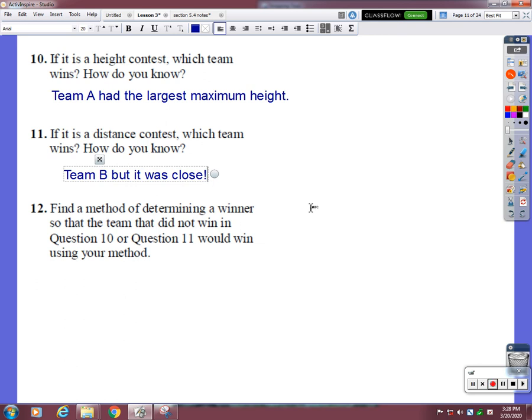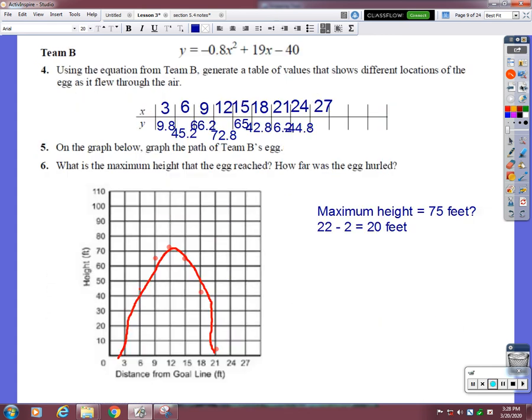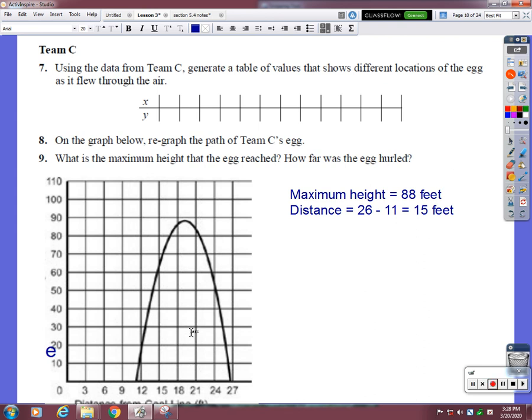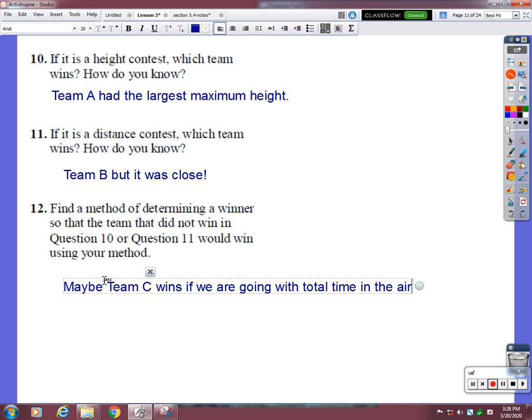Okay, find a method for determining a winner so that neither Team A nor Team B won. So in other words, how could we rig it so that Team C won? I don't know, we've had some interesting discussions about that over the years. Some kids have figured out that if you could find the area of all this, that would tell you the time that the egg is in the air, which is pretty fancy pants. So let's just go with that. So maybe Team C wins if we are going with total time in the air. But we don't really know.